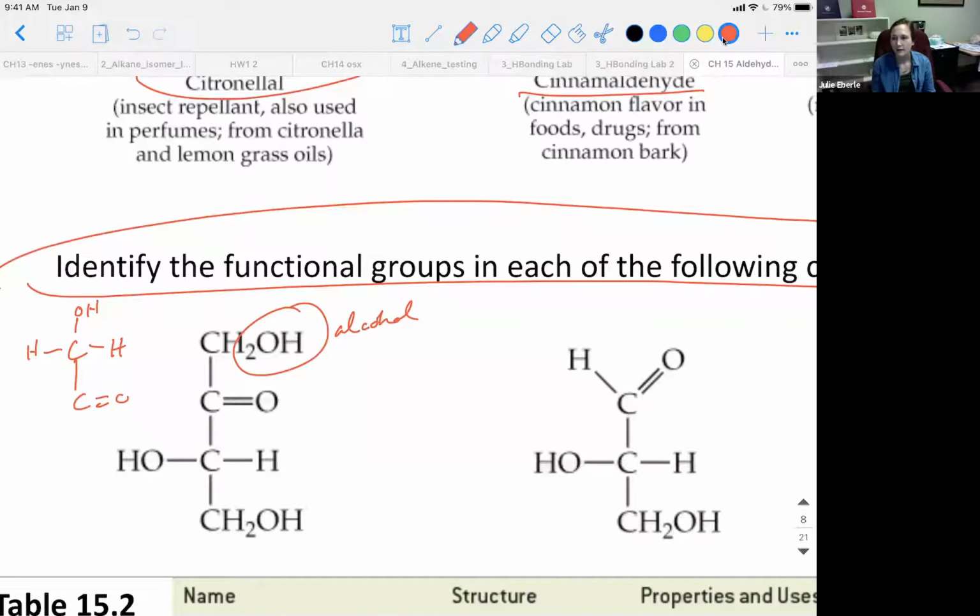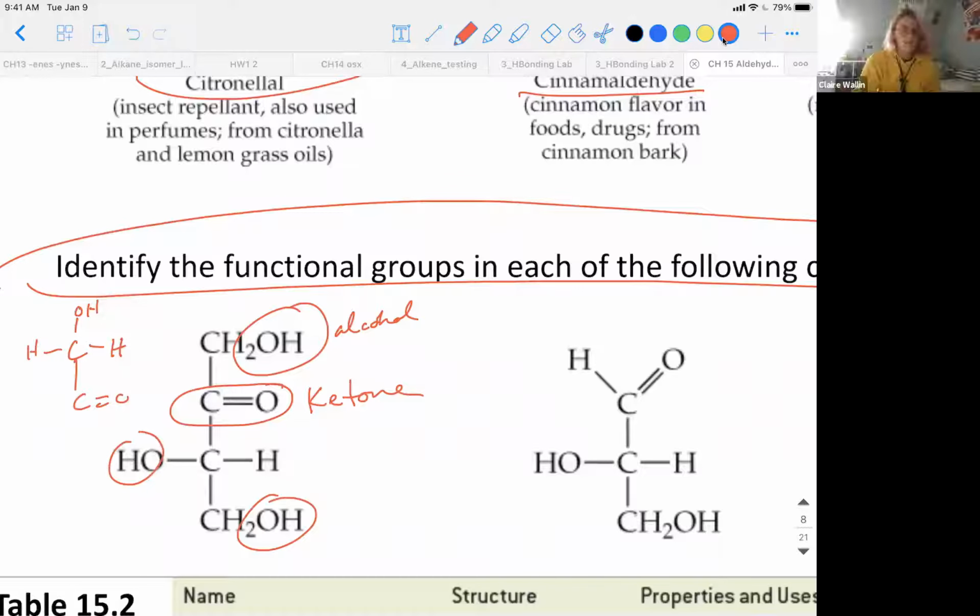So what else do we have? Do we have a ketone, a carbon in a double bond with oxygen? Yep, that's a ketone, because we have that carbon bond and that carbon bond. What else do we have? Nothing else new, but more of the same. Right here and right here, what are these? Alcohol. Alcohol.